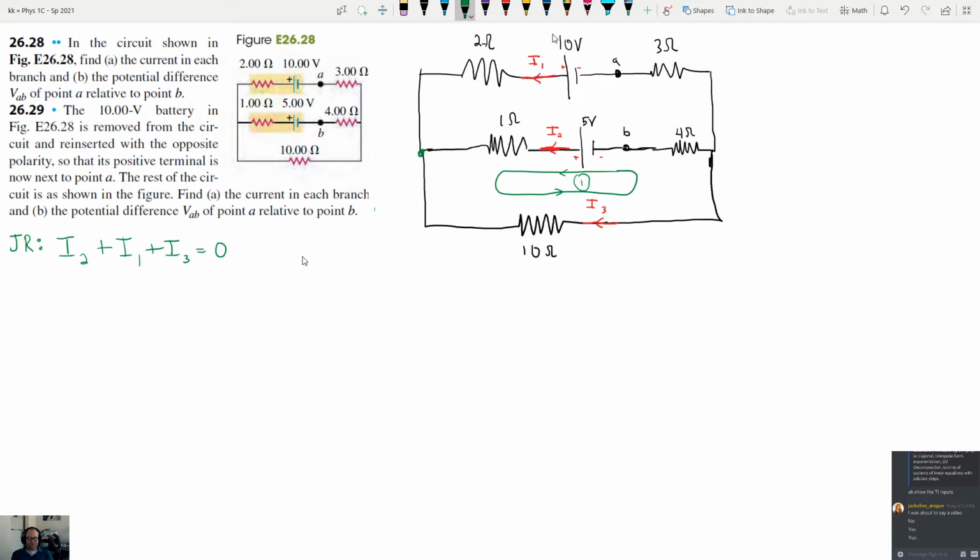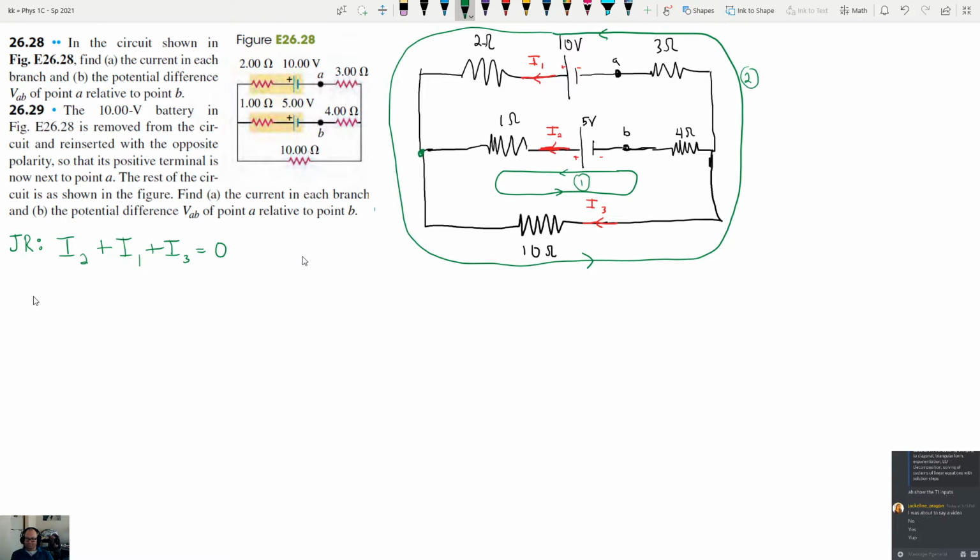And then the other loop we'll just go all the way around the whole system. You don't have to do this if you don't want to, but you can. You could choose to do the other loops if you want to, and that will be loop number 2. Okay, loop number 1. Let's start at point B.